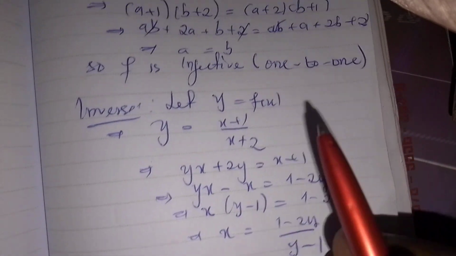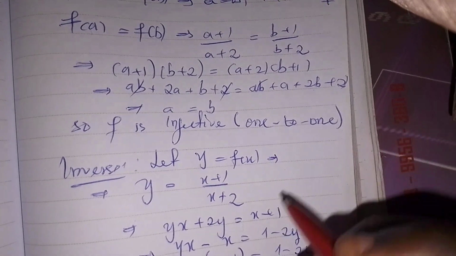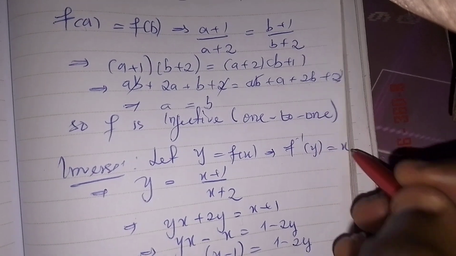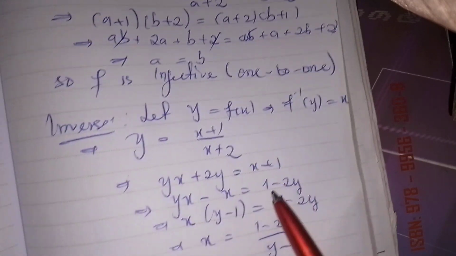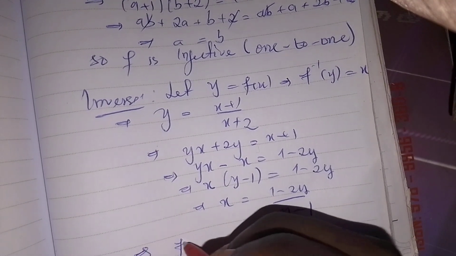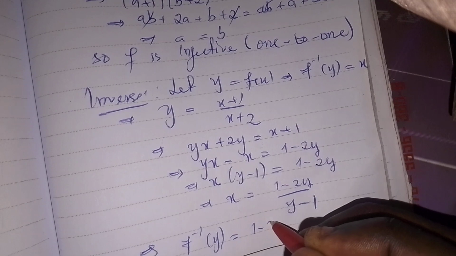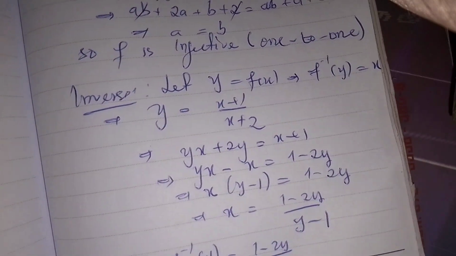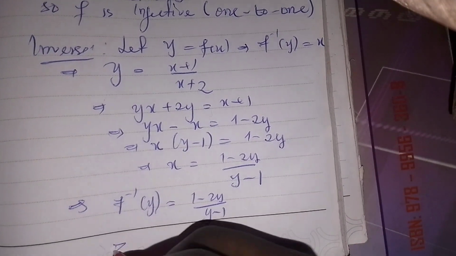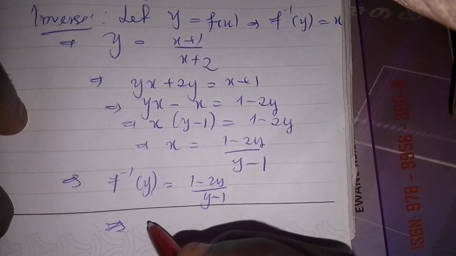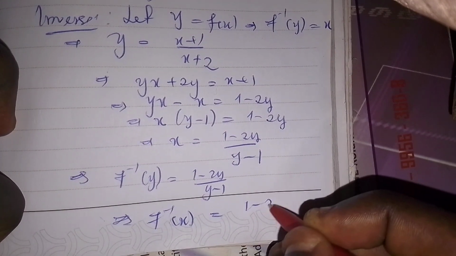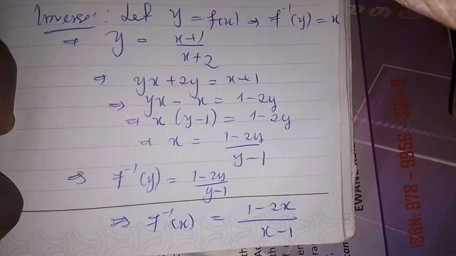That is it. Now, since we let y be f of x and we are supposing that the inverse exists, it means that f inverse of y is actually equal to x. Now, f inverse of y is x, and x is 1 minus 2y on y minus 1. So there is no doubt that f inverse of y will be equal to 1 minus 2y on y minus 1, because f inverse of y is equal to x. So since x and y are variables, we can now deduce that f inverse of x is equal to 1 minus 2x divided by x minus 1.